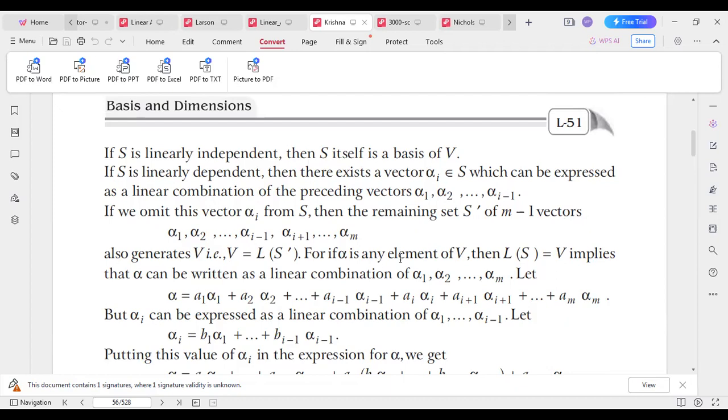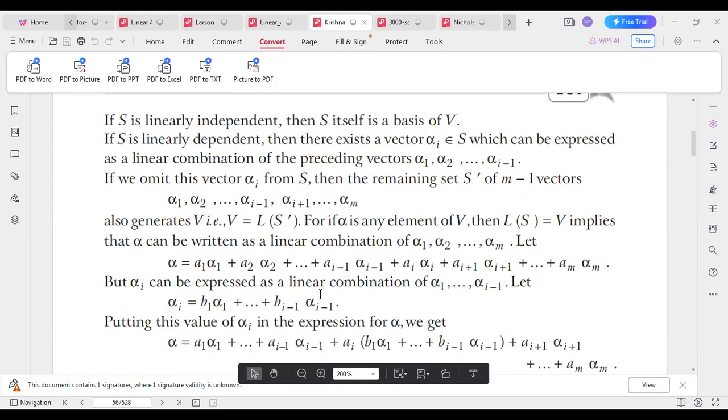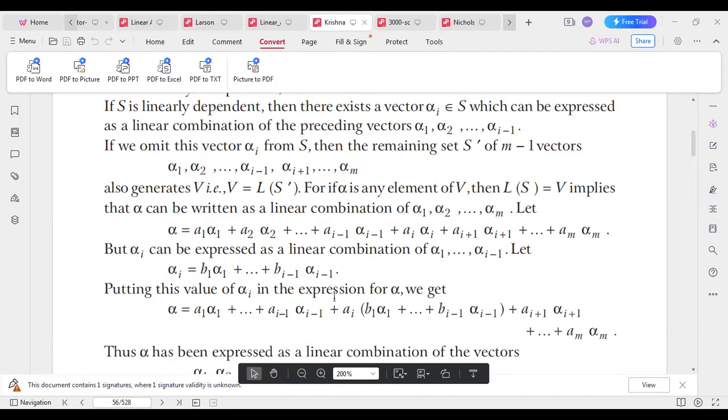For if alpha is any element of B, then B equals L(S) implies that alpha can be written as a linear combination of alpha 1, alpha 2, up to alpha m. Let alpha be represented as a1 alpha 1 plus a2 alpha 2 up to a(i minus 1) alpha i minus 1, plus ai alpha i, plus a(i plus 1) alpha i plus 1, up to am alpha m. But alpha i can be expressed as a linear combination of alpha 1 to alpha i minus 1. In that case, alpha i equals this.